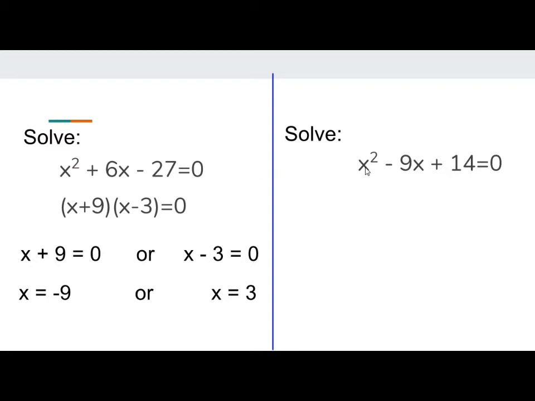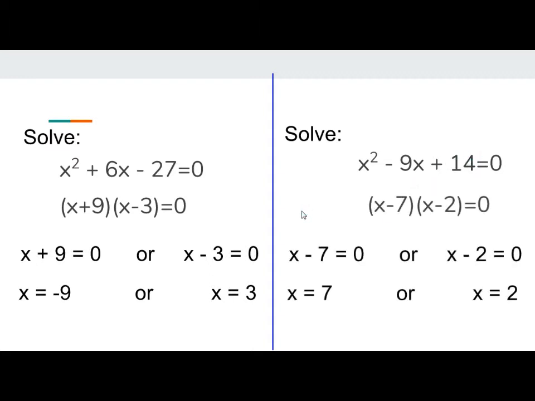So I'm going to show what it factors to. I'm going to show the process here. So factoring it, -2 times -7 is positive 14. -2 and -7 add to -9.